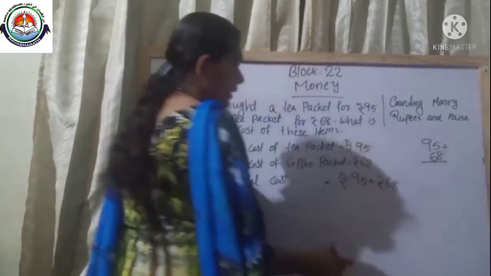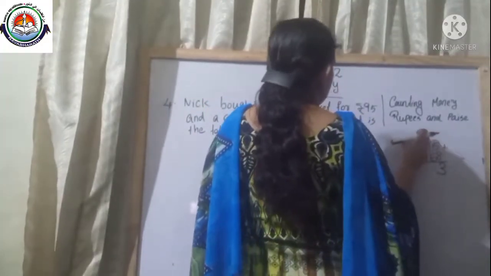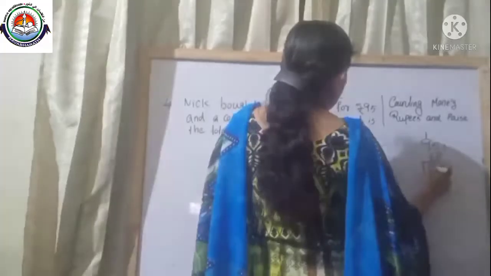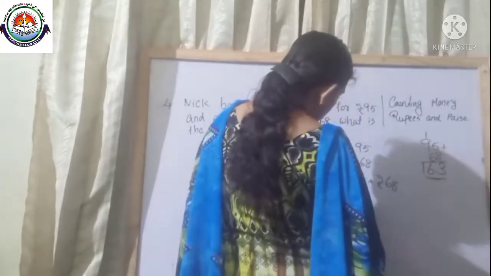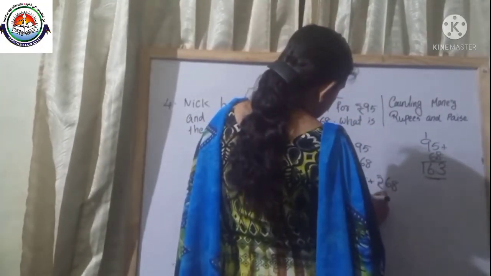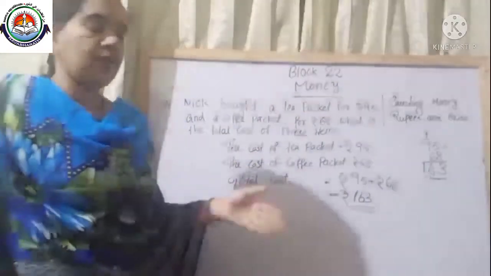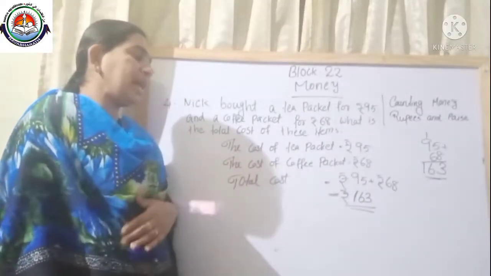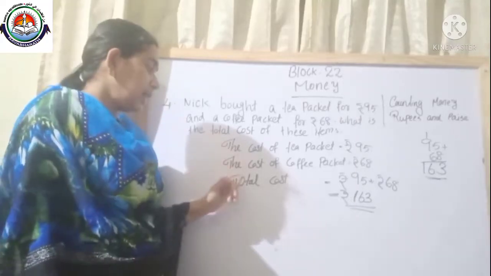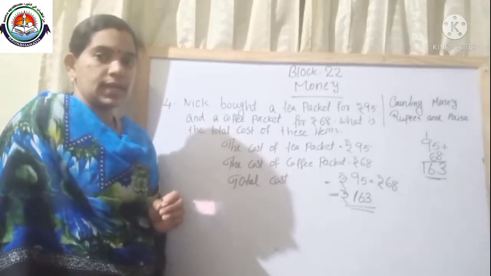5 plus 8, 13. 3 you write here, 1 as a carry. 1 plus 9, 10, 10 plus 6, 16. So 163 rupees. So the cost of tea packet is 95 rupees and the cost of coffee packet is 68 rupees. Then total cost is 163. Is it clear?